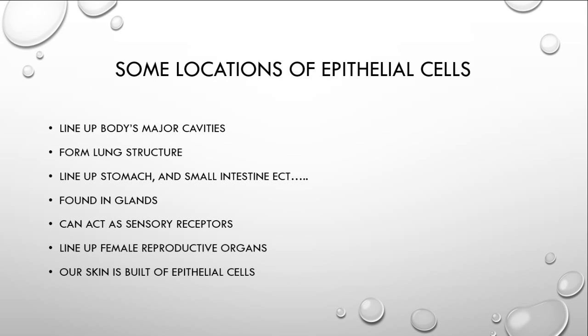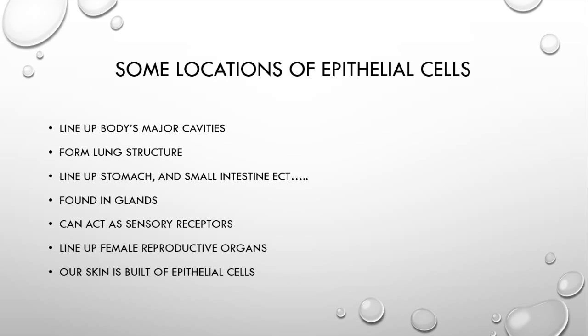Some locations of epithelial cells we have. I'm going to go through all of this quickly, and then after that I'll come back. They line up the body's major cavities. They form long structures, lining the stomach and small intestine, etc. They're found in glands, can act as sensory receptors, and line up the female reproductive organs. Our skin is built of epithelial cells.